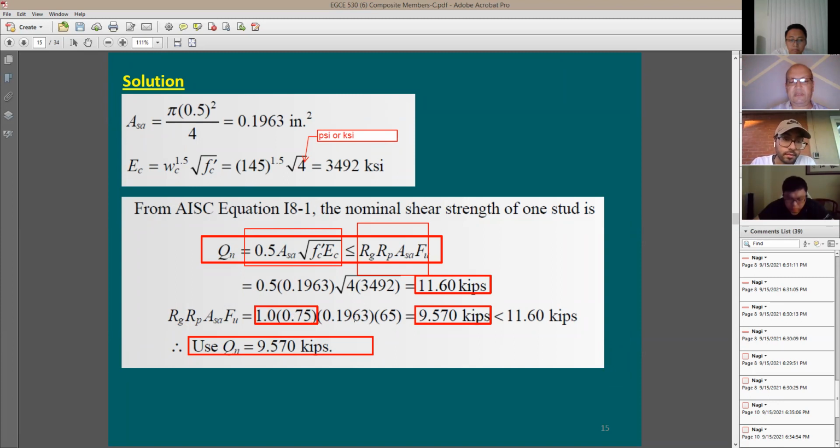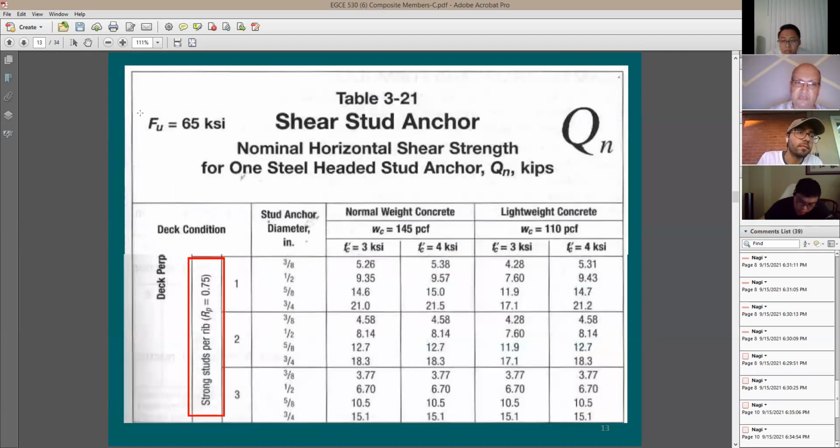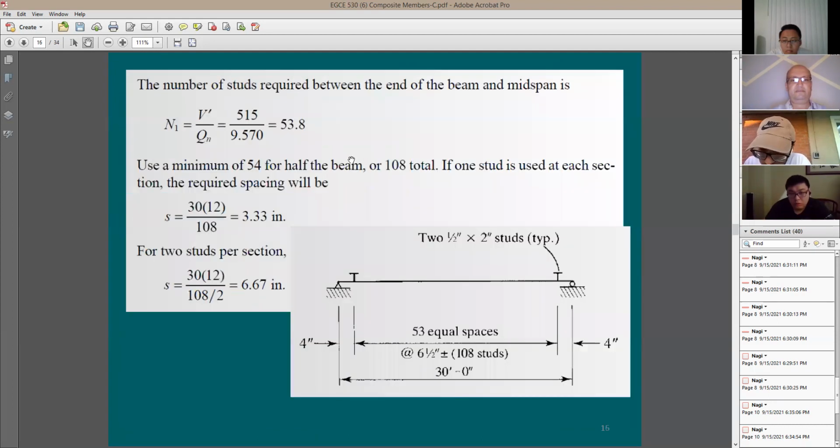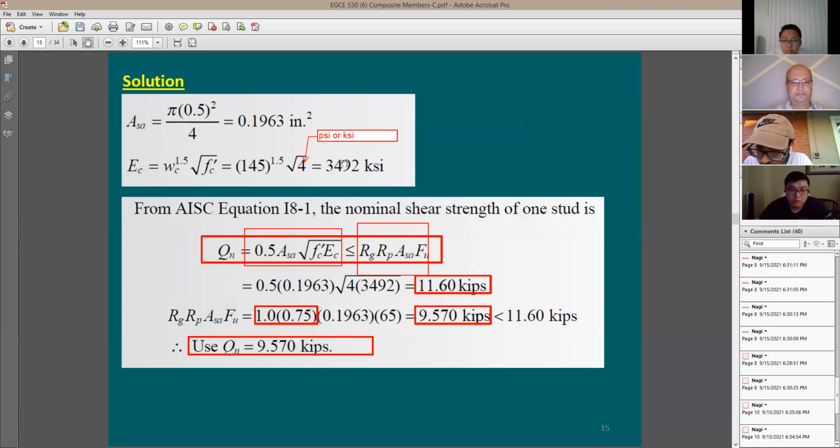Cross-section area is gonna be the same, nearly 0.2 square inches. F sub U for the stud, 65. Someone's gonna say, yeah, I remember we mentioned 65. Also, I'm gonna say, you know what? If you forgot this number, you don't know where to find it, just come here, look at this. It's gonna be 65 KSI for the Nelson stud. Now, this turned out to be 9.57.